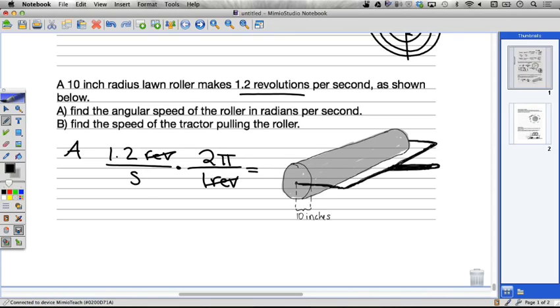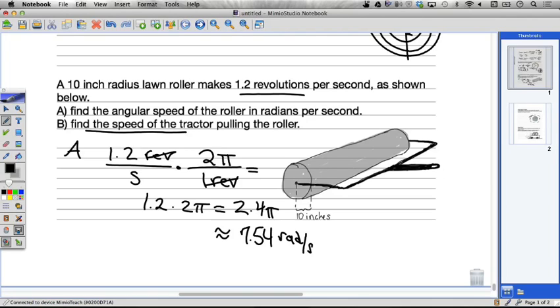Okay, so this cancels. You have 1.2 times 2 pi, and that would be 2.4 pi, or what's the decimal? 7.540. And what would my units be in this case? Hopefully it's radians per second, right? That's it. The next part asks how fast is the tractor pulling? How fast is it going? That's linear speed. The tractor drives in a straight line, or well, it drives in a linear fashion. So we have to figure out linear speed. For part B, what formula are we going to be using?